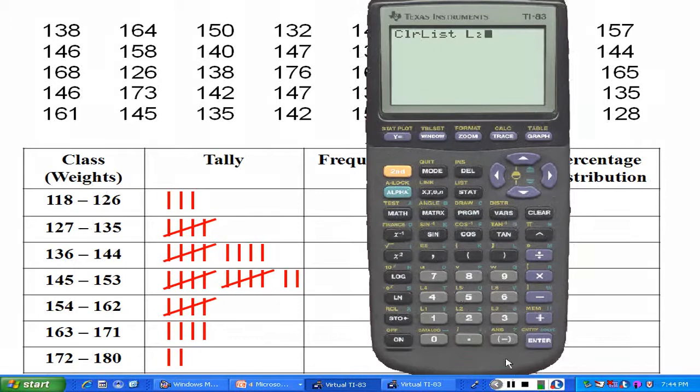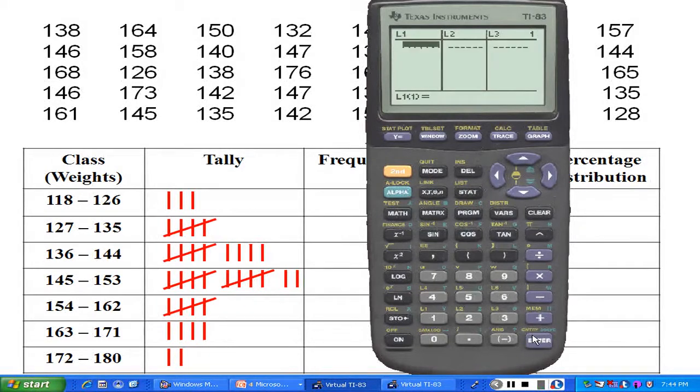And then you press enter. And all it says is done, because it's done internally. So now you go to Stat. You go to Edit, and now it's clear. You see that? Now again, if that becomes hard, just go up to the top of the list. Just go up arrow and press clear. And it will do the same thing.